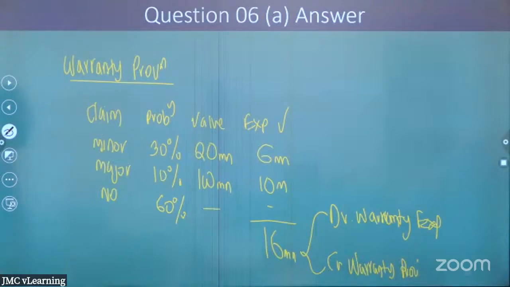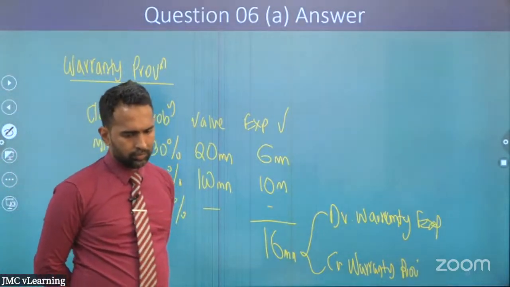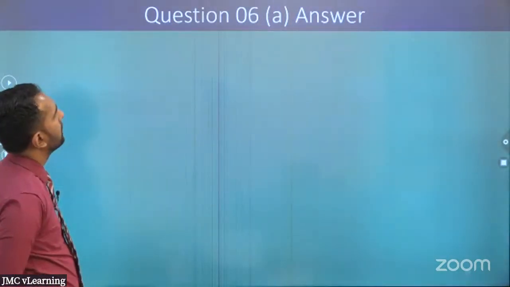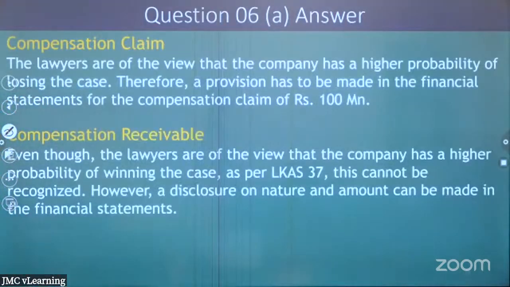Expected value can be tested. Good. Right. Shall I show you the answers? So this is the compensation claim, the answer, and the compensation receivable. The lawyers are of the view that the company has a higher probability of losing the case, therefore provision has to be made. Even though the lawyers are of the view the company has a higher probability of winning the case, as per LKAS 37, this cannot be recognized. However, disclosure shall be made.